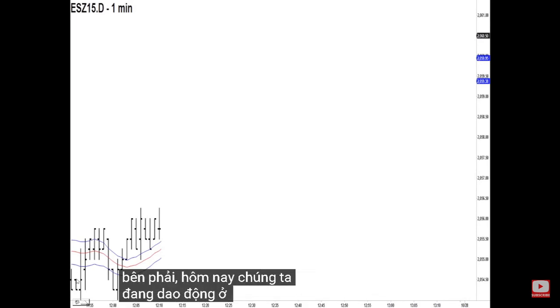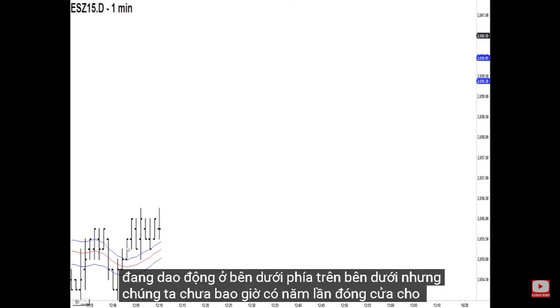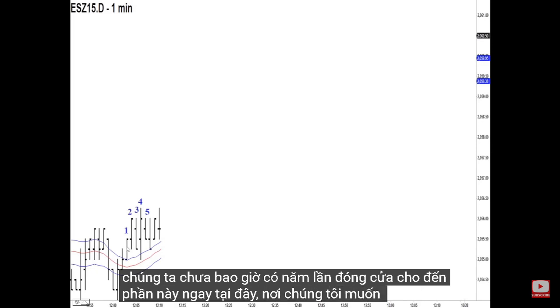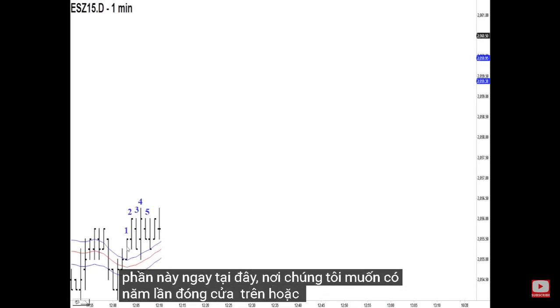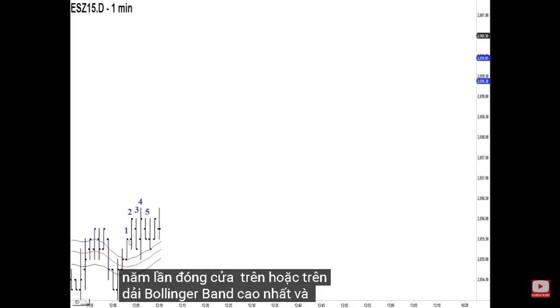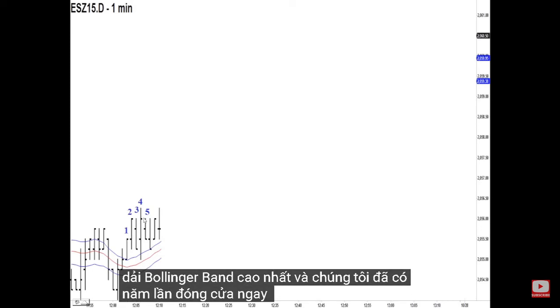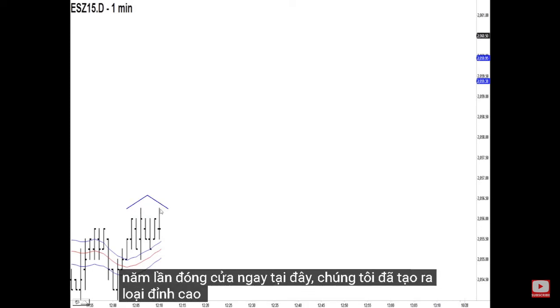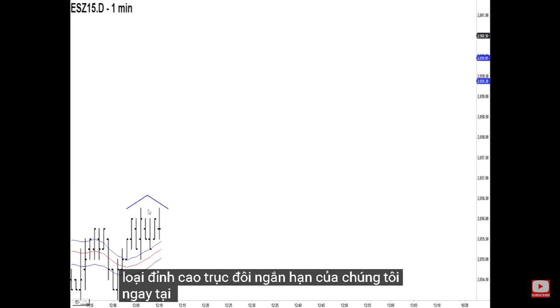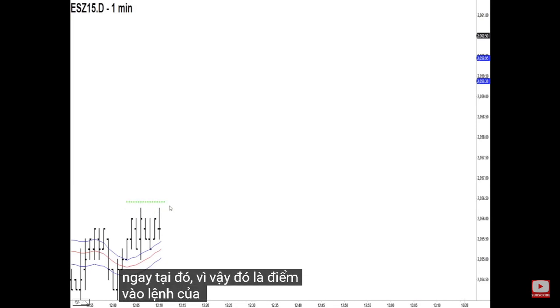Now we were oscillating below, above, below, but we never had 5 closes until this section right here, where we wanted to have 5 closes either on or above the highest Bollinger Band. And we did. We had 5 closes right here. We created our short-term pivot high, kind of a double top right there. So that's our point of entry, all right?